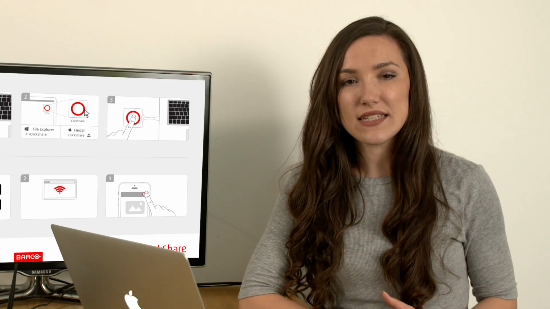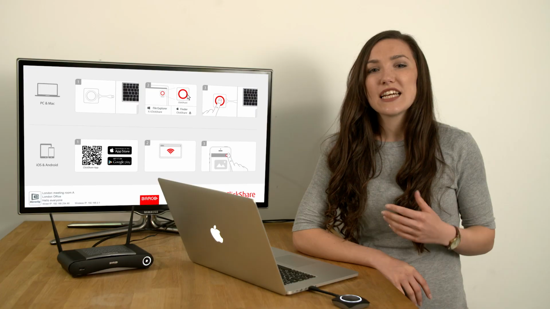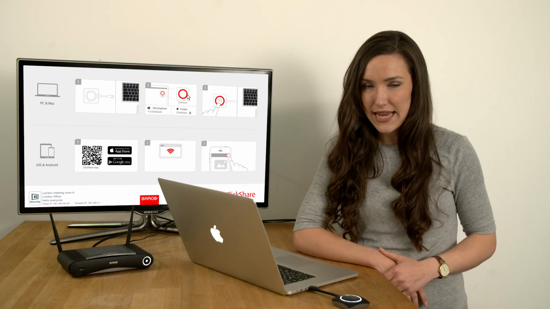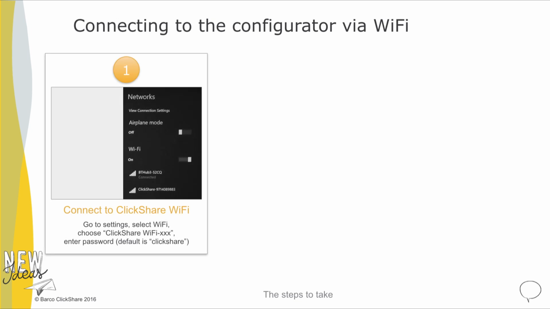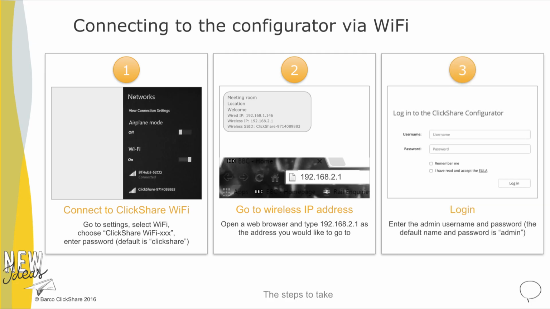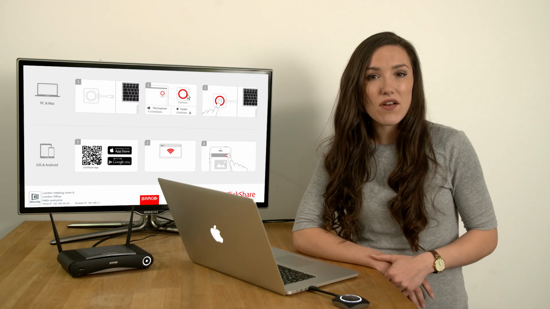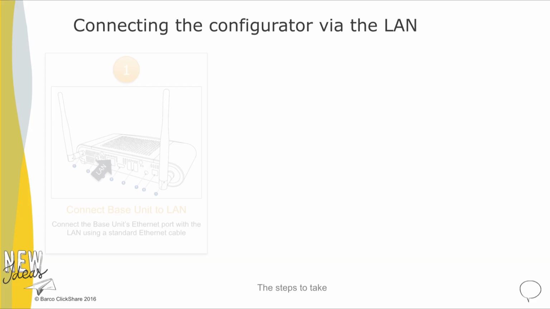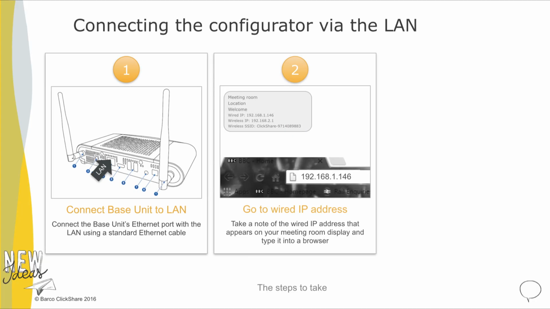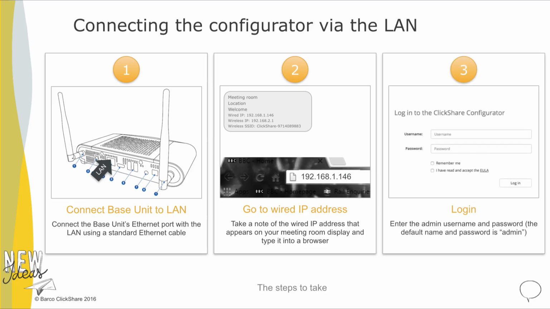There are several ways to connect to the configurator. To connect via the ClickShare Wi-Fi network, there are 3 steps to take. Connect to the Wi-Fi network, enter the wireless IP address shown on the wallpaper into a browser, then log in. To connect via the LAN, there are 3 steps to take. Make sure the base unit is connected to the LAN, enter the wired IP address shown on the wallpaper into a browser, then log in.